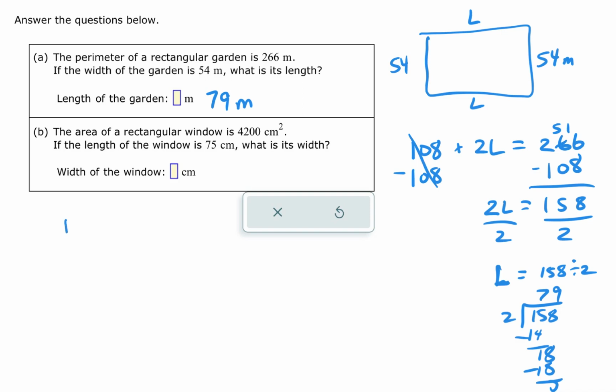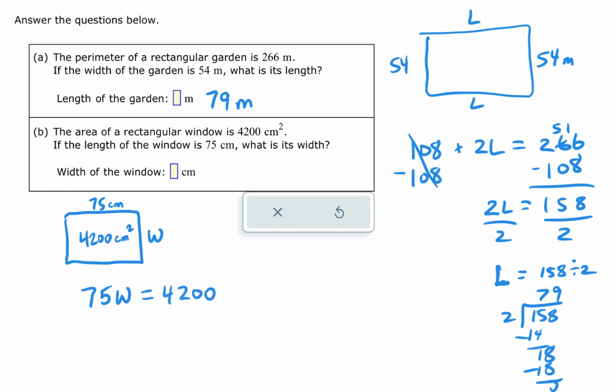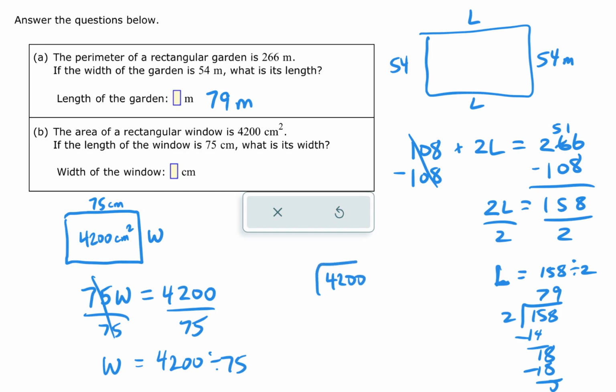Part B, the area of a rectangular window is 4,200 square centimeters. Area is the inside. If the length is 75 centimeters, what is the width? We'll call that W. So we know 75 times the width, 75W, equals 4,200. We can solve this by dividing both sides by 75. That leaves us with 1W equals 4,200 divided by 75. If you have the ability to use a calculator, go ahead and use that.